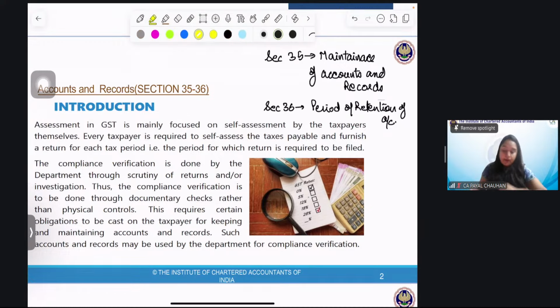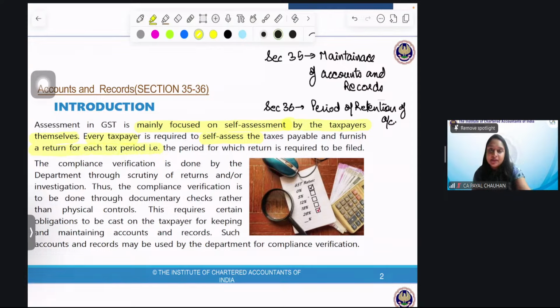We'll start. Assessment in GST is mainly focused on self-assessment. That means there is no compulsion that a chartered accountant should be there to do an audit until you have a specified criteria fulfilled. That's your own duty. Assess yourself and then give your details regarding your supplies, regarding your tax, by the taxpayers themselves. Every taxpayer is required to self-assess the taxes payable and furnish a return for each tax period.